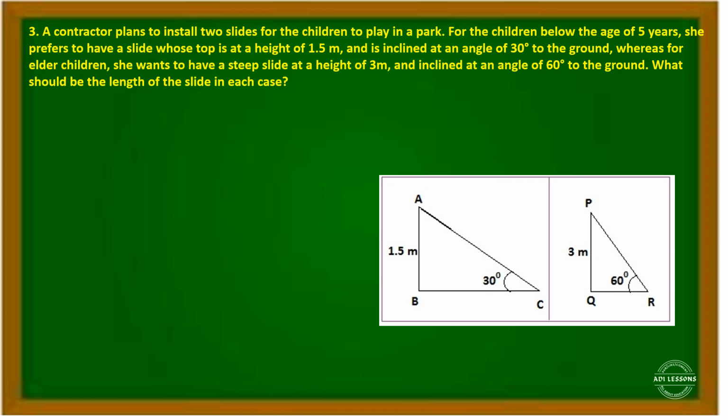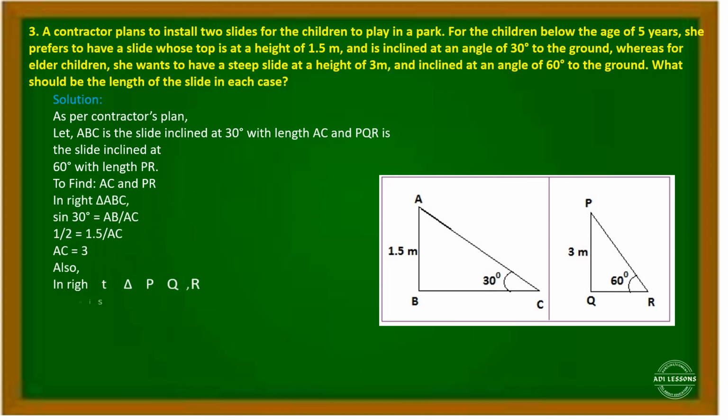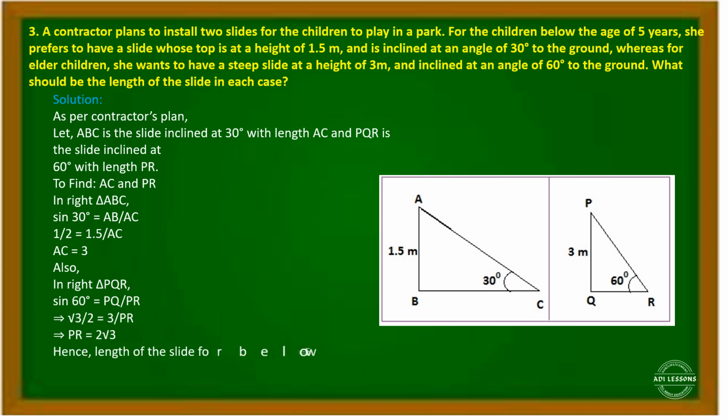Now we observe these pictures. As per the contractor's plan, let ABC be the slide inclined at 30 degrees with length AC, and PQR the slide inclined at 60 degrees with length PR. To find AC and PR, in right triangle ABC, sine 30 equals opposite side AB by hypotenuse AC. So 1 by 2 equals 1.5 by AC. Therefore, AC equals 3.